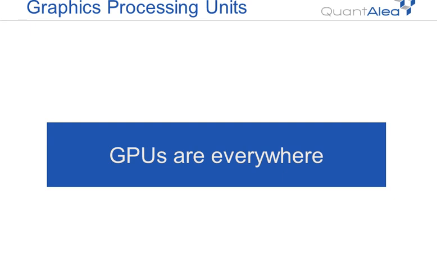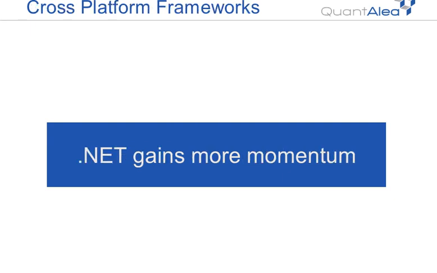You know, GPUs are everywhere today. They are really revolutionizing high-performance computing and graphics. On the other side, .NET is becoming increasingly popular as a strategic cross-platform technology to cope with the growing hardware and platform diversity. And also, because of the recent open source strategy of Microsoft, .NET gained additional momentum.